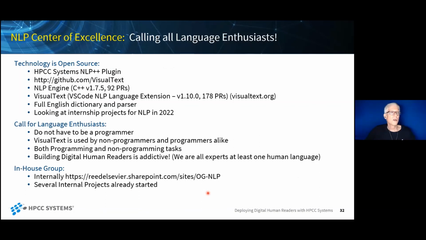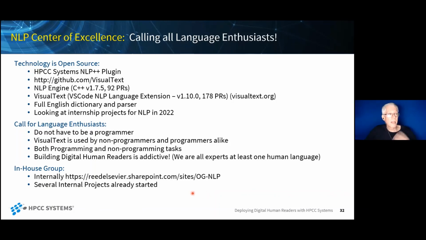Visual Text is an NLP language extension for VSCode. It's already got almost 200 pull requests up to version 1.10. Great, it's the best Visual Text we've had during the last 20 years. And we have our full English dictionary and parser, which is available to anybody in the world. And I'm looking to perhaps start some intern projects for the first time in our group for NLP in 2022. So if you have some ideas or love this area, I'm hoping to have some projects, or you can suggest a project for us and talk to Lorraine Chapman.